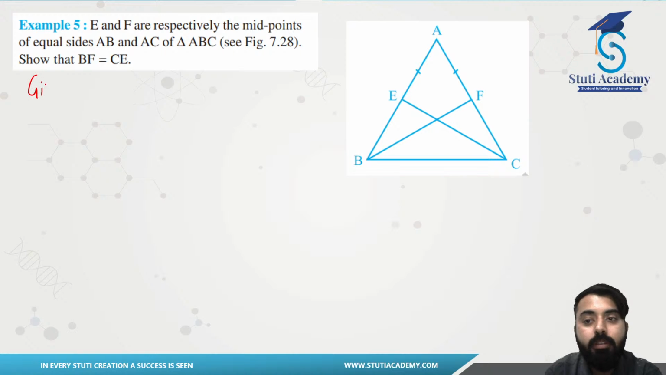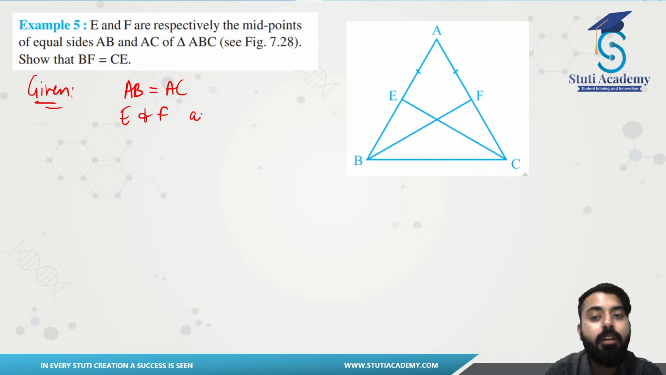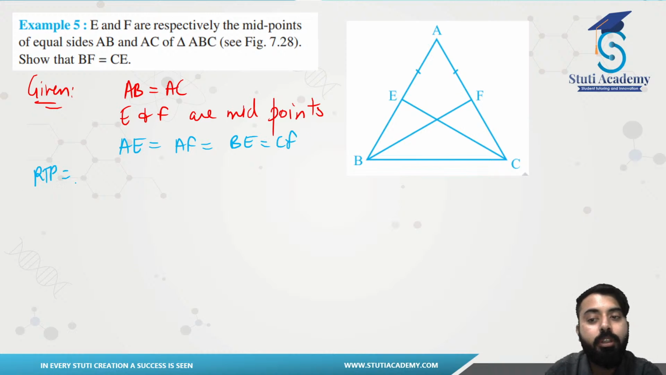Now let's solve this one. So what is given? Given is that AB is equal to AC, and I've also been given that E and F are midpoints. So what can you say about this? You can say AE is equal to AF is equal to BE is equal to CF, right? Now what is required to prove? Required to prove is BF is equal to CE. That will be the main thing. Now let's come to the solution.